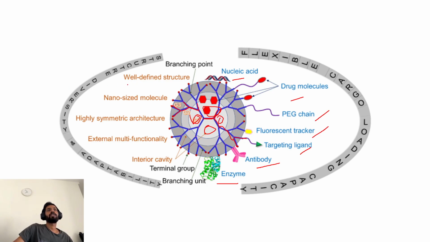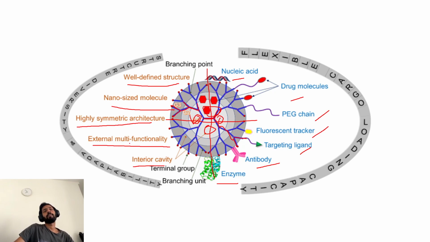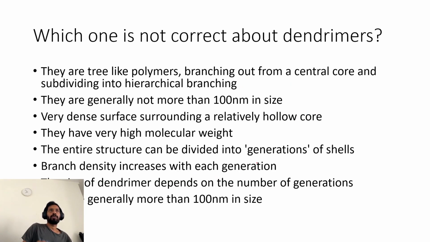So if you look at the features, a dendrimer is a very well defined structure. It's a nano-sized molecule, highly symmetric in architecture. So you can nicely draw one line here, one line here. So it's very symmetric. It has external multifunctionality, interior cavity. External multifunctionality in the sense you can load several things onto the periphery of this dendrimer, and it has the interior cavity. So a lot of empty space on the inside. Terminal groups, branching units.